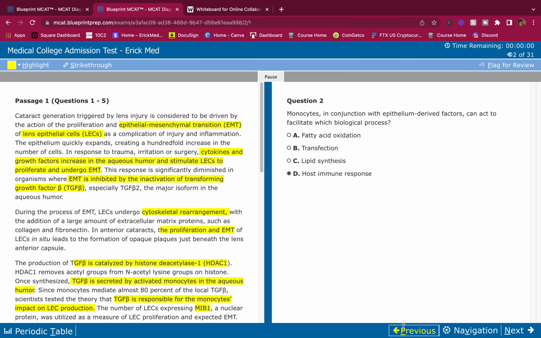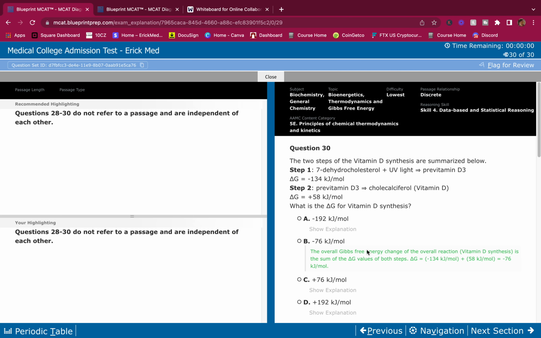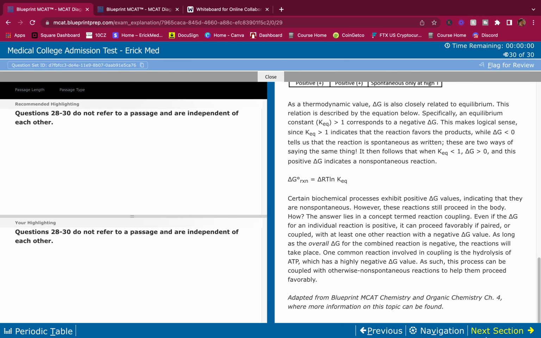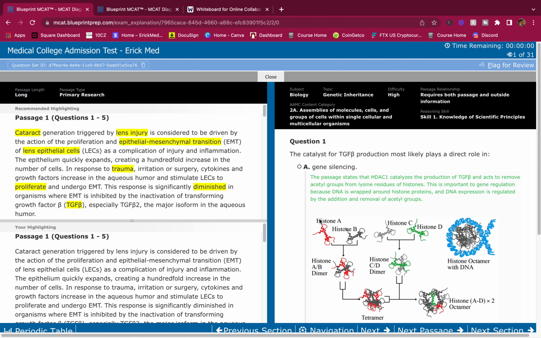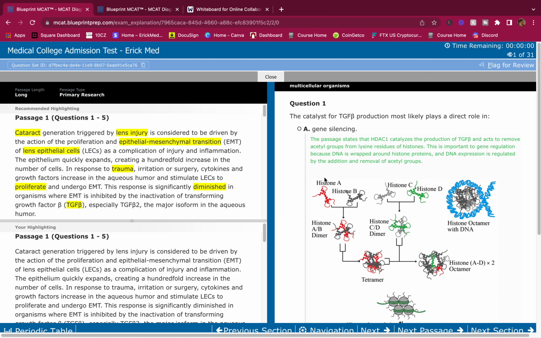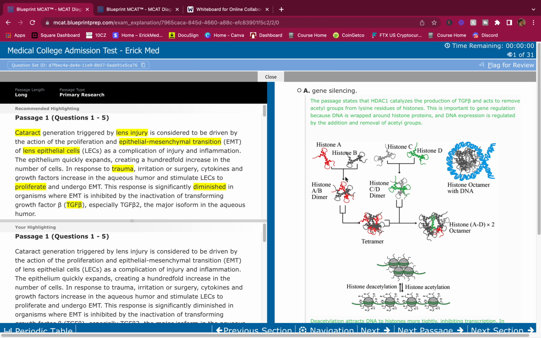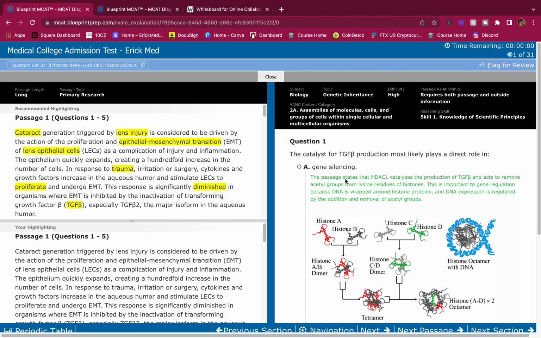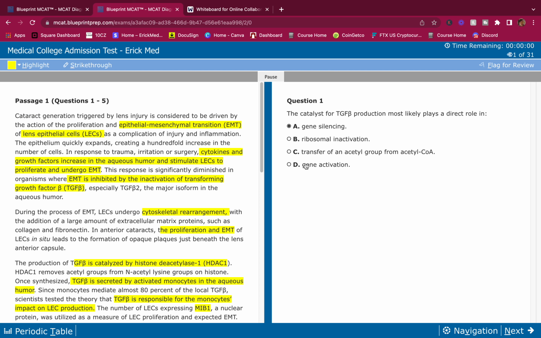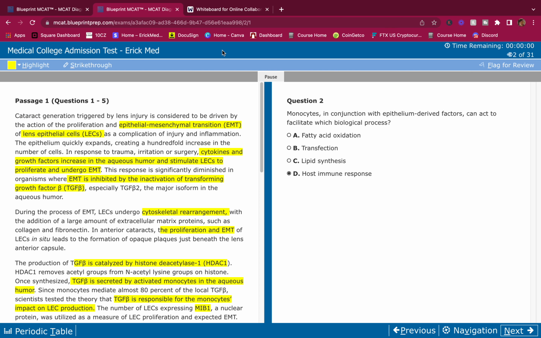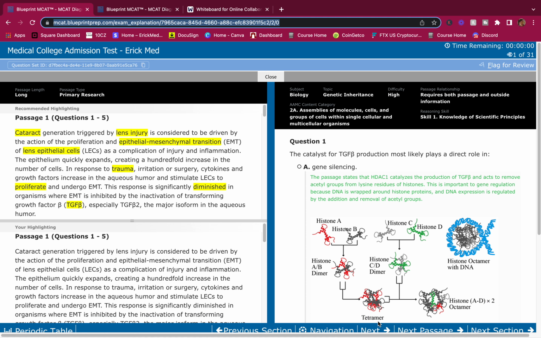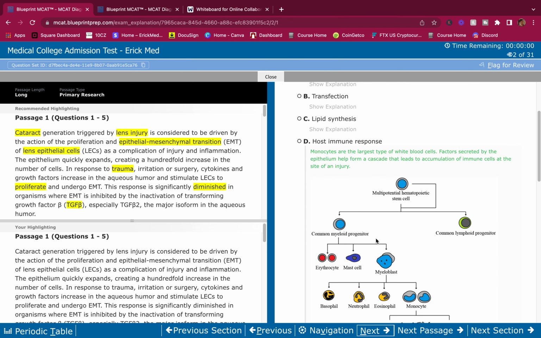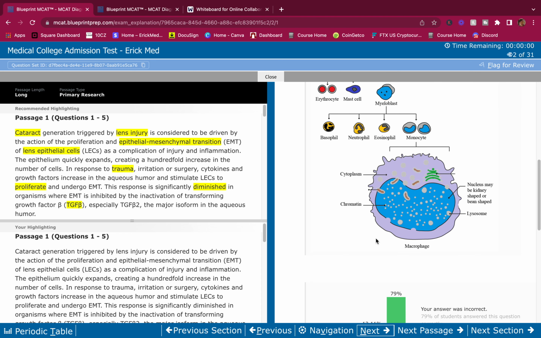So let's go back to question 1. Oh, this was the first. This is the CP section. This is the CARS, so we're going to go to the BB here. A is gene silencing. We got that correct. This is the explanation. The next one we chose was host immune response. This is correct. We got this correct. This is the explanation if you guys would like.